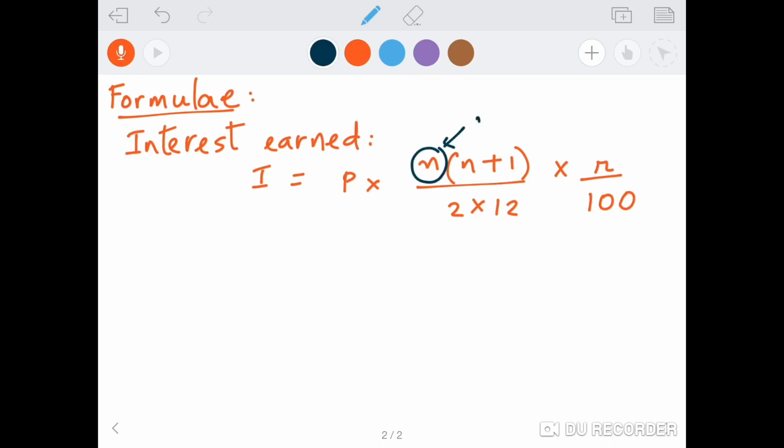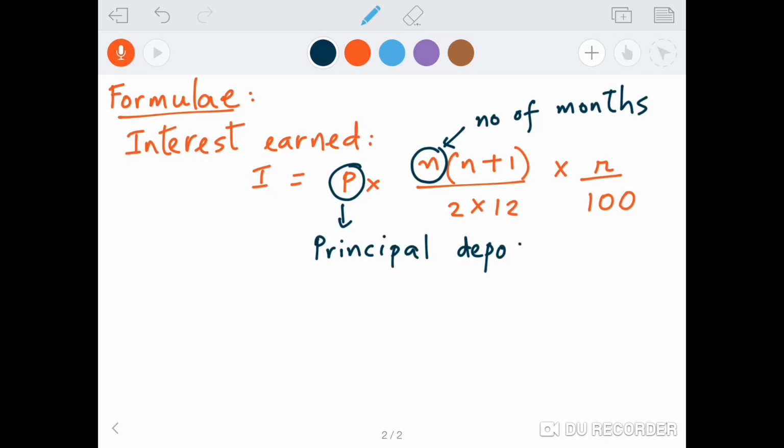N indicates the total time for which you have invested your money, and that will always be computed in the number of months. Please keep in mind that this is not the number of years but the number of months. And P is the principal or the money that you're putting into your account every single month. So please keep a couple of things in mind. You don't calculate anything yearly here. Everything here is calculated monthly. So P indicates the principal deposited every month.